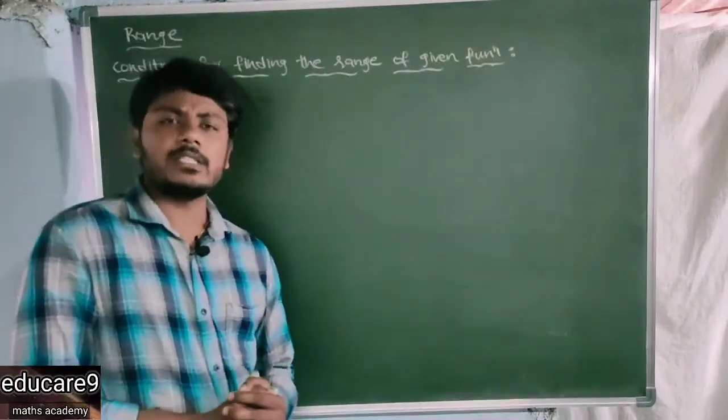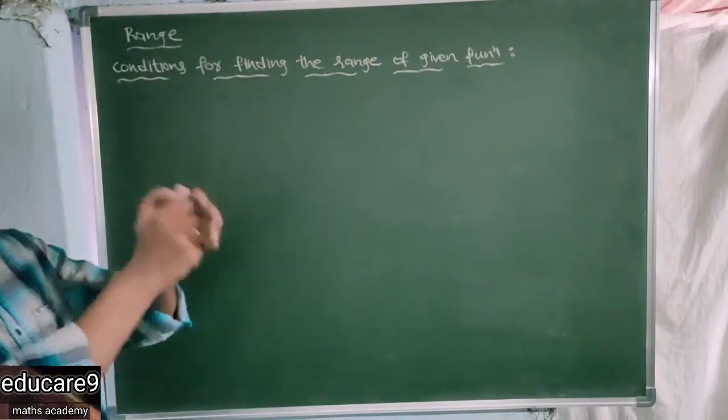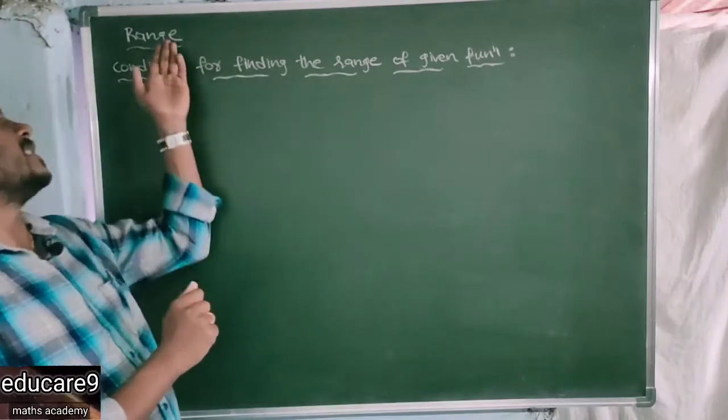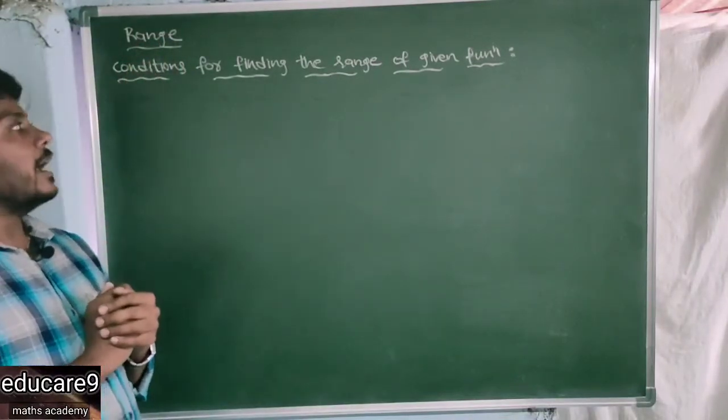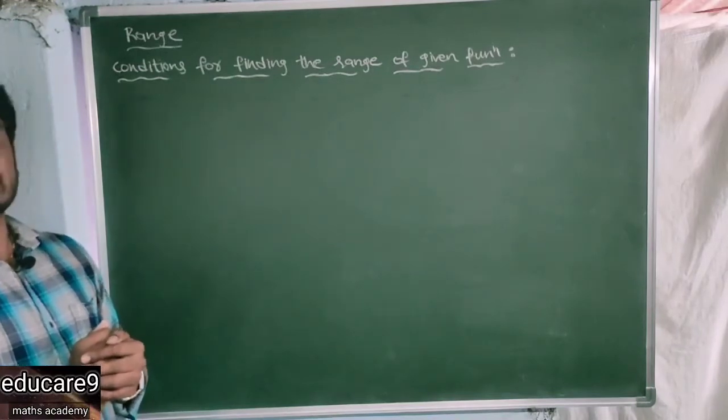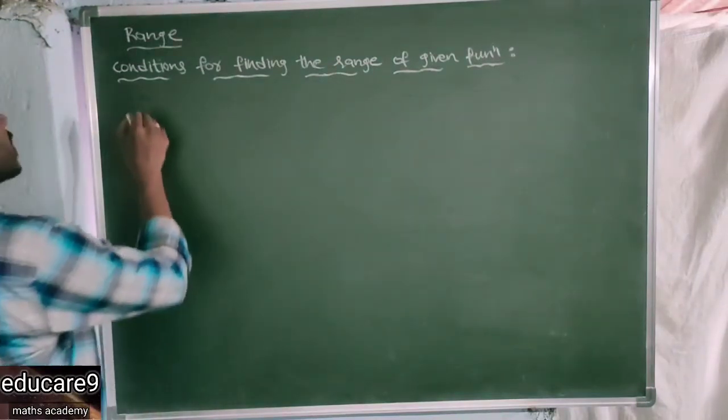So range means the set of all images or the set of all outcomes. That is called a range. And conditions for finding the range of the given function. So first, type 1.